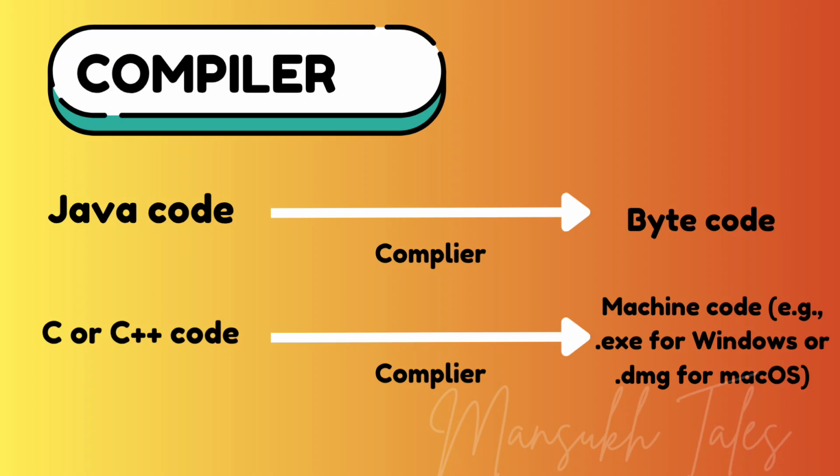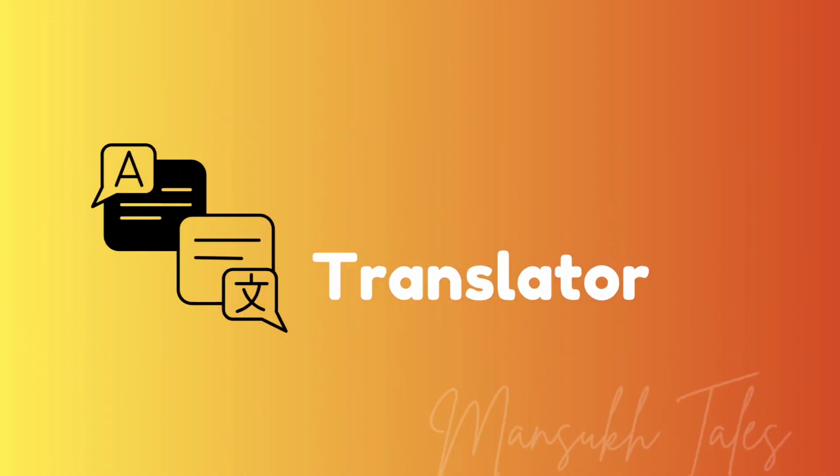But in case of Java, the compiler converts the source code into an intermediate code called bytecode. In one word, it is a translator.